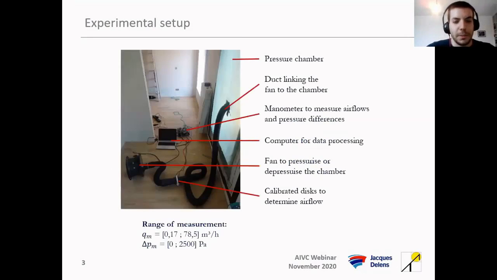The experimental setup in practice is more something like that. You have here, for this experiment, a plastic sheet that is isolating a window behind here from the rest of the building, and you have the duct that links the pressure chamber to the fan, a calibrated disc to determine airflow, a manometer to measure the pressure difference and the airflow, and then a computer for data processing. This equipment has a range of measurements that are here and there. Especially the part of interest here is the airflow measurement, which is between 0.17 and 78.5 cubic meters per hour.